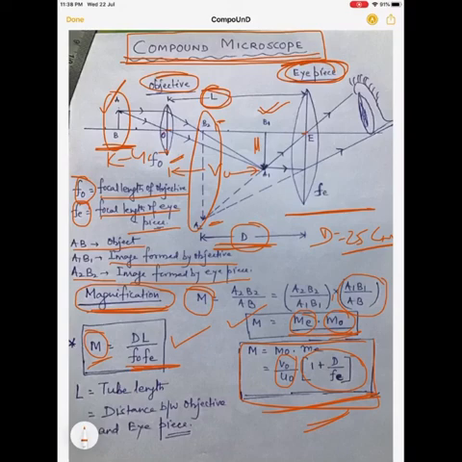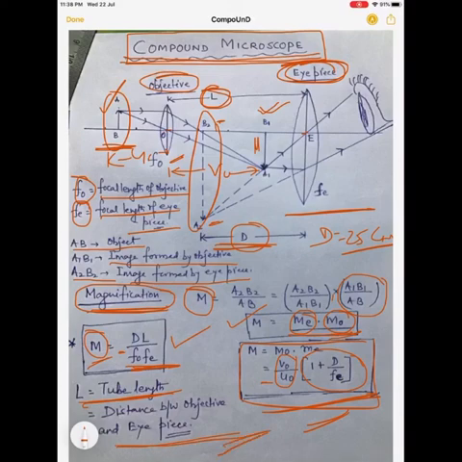One thing we should remember, as the final image is inverted, there should be a minus sign here. So M is equal to minus V0 upon U0 into 1 plus D by FE, or M is equal to minus DL upon F0 FE, where L is called the tube length, the distance between the objective and eyepiece.